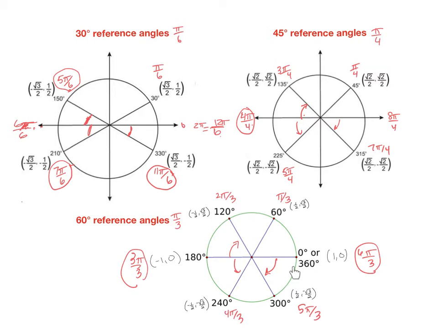And all the way around is... oh my gosh, did I say 8 pi over 3? All the way around would be 6 pi over 3, which is 2 pi. So this would be 5 pi over 3, 1 pi over 3 short of 6 pi over 3.